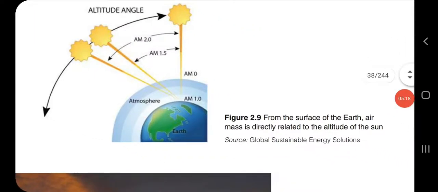Air mass is directly related to the altitude of the sun. In the equator area, the radiation comes directly, and as the altitude and area differ, it changes. In areas far from the equator, a smaller amount of radiation reaches the earth.